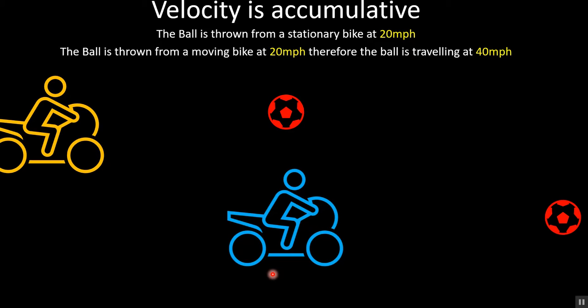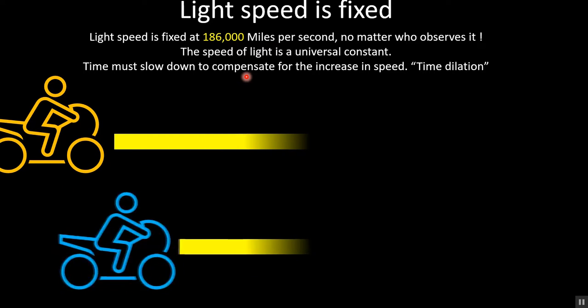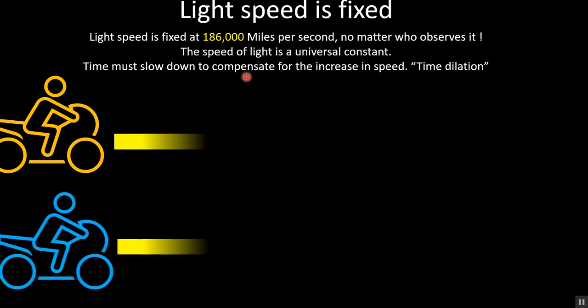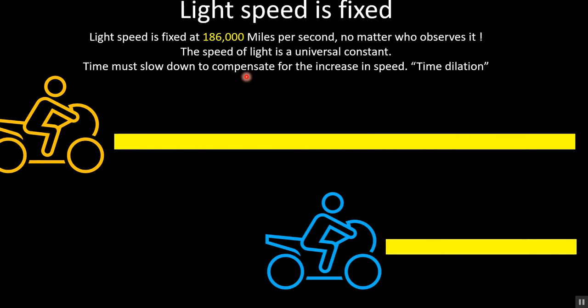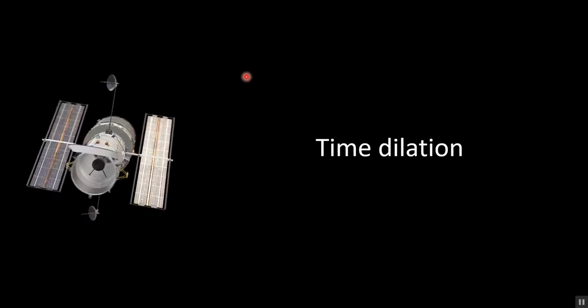In other words, the speed of the ball, if you include the bike is in motion, the speeds are added together. Except where light is concerned. The speed of light is the same no matter whether it's observed from motion or standing still. So unlike the balls, if they were to turn on their headlights, even though the blue bike is in motion, the speed of light will remain the same. So if the speed of light is constant and remains the same, something else has to bend or give, and that's time. Let's take a look at time dilation.